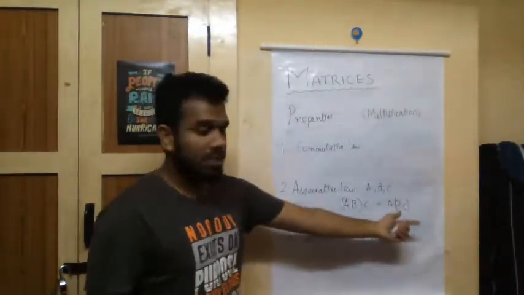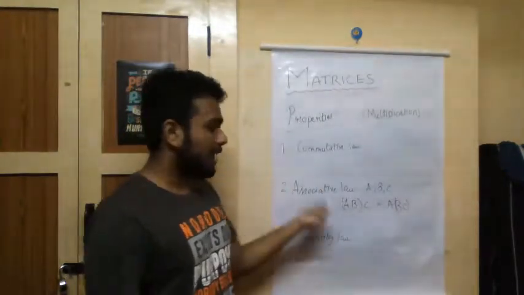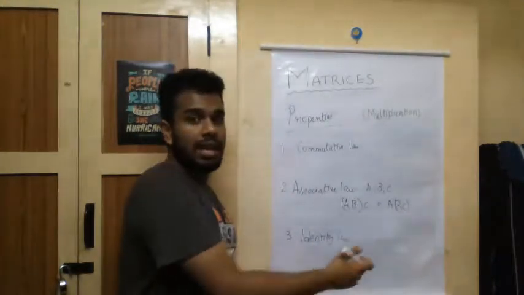Here we're grouping A and B. Here we're grouping B and C, but they're still in the same order. They're not reversed. So that's the reason why the associative law satisfies. So A into B into C is equal to A into B into C.